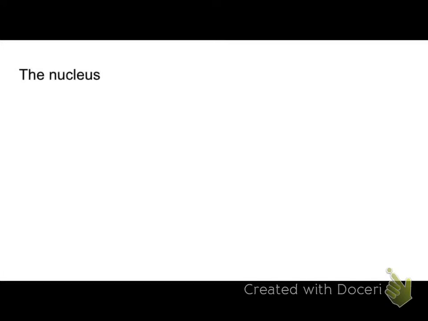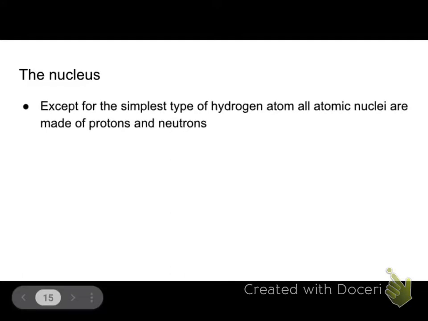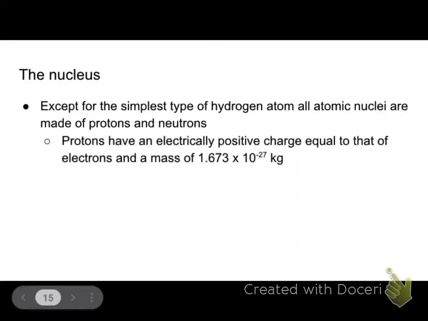So, the nucleus. Except for the very simplest type of hydrogen, which only has 1 proton in its nucleus, all other atomic nuclei are made of protons and neutrons. Protons have an electrically positive charge, and that charge is equal in size to the charge of an electron, and they have a mass of 1.673 times 10 to the negative 27th of a kilogram. So, still very small, but significantly larger than an electron, right? We go from negative 31st to negative 27. That's a significant difference in mass.